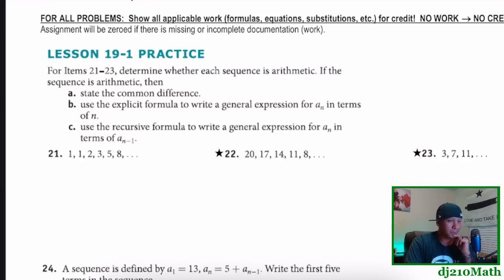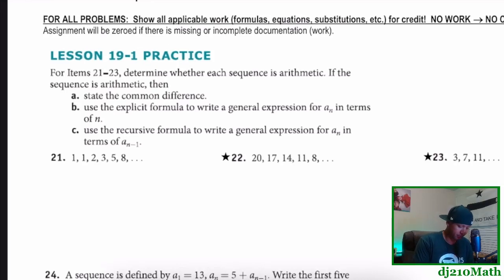All right, let's knock out some homework. So each question is going to have three parts, right? You want to state the common difference, A, and then we're going to have a general formula. So A sub n is going to equal something in terms of n. Whenever you have in terms of n, that means the right side of the equation should have n in it somehow, some way.